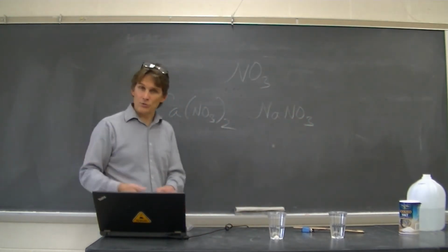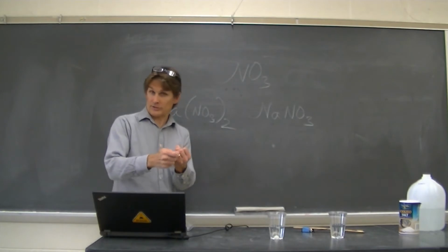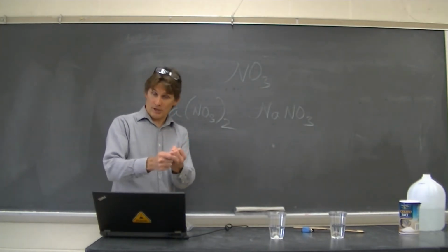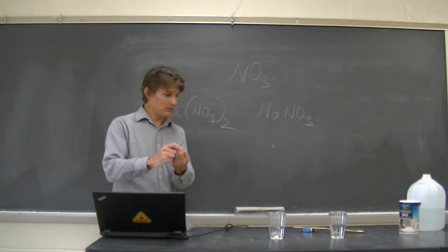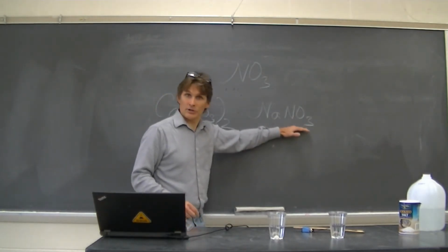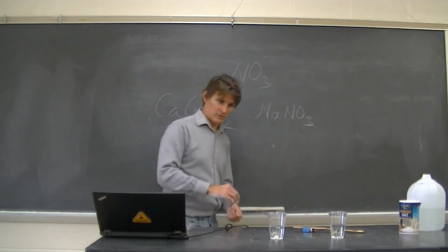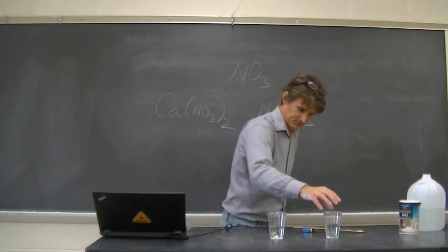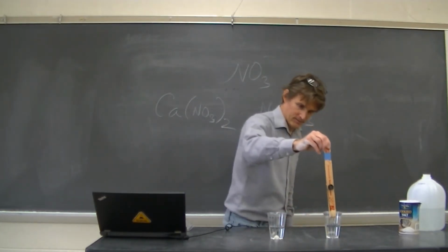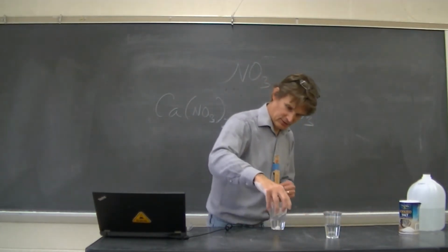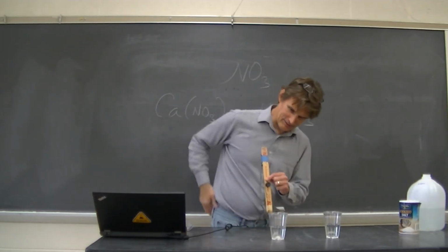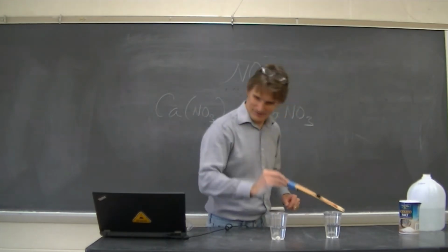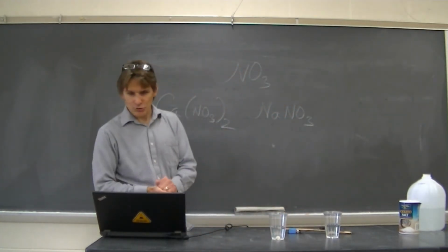So with these rules, actually it's three: all alkali metal compounds dissolve, all ammonium ionic compounds dissolve, and all nitrate compounds are going to dissolve. They're going to be soluble in water, kind of like what we see here with the salt water. Let's see if enough of this has dissolved yet. I just want to see, just for the heck of it. No, still nothing.